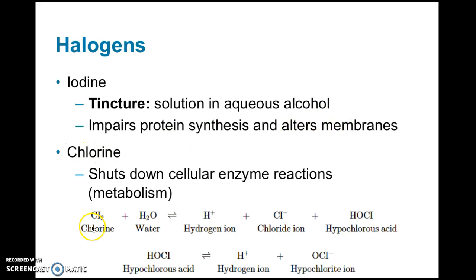Chlorine. So if you look down here, chlorine, water, hydrogen ions, chloride, this is bleach. This is the formula for some reactions with bleach. Bleach is a halogen. It has chlorine in it. It's also interfering with proteins by getting in the way of enzyme reactions in the metabolism.